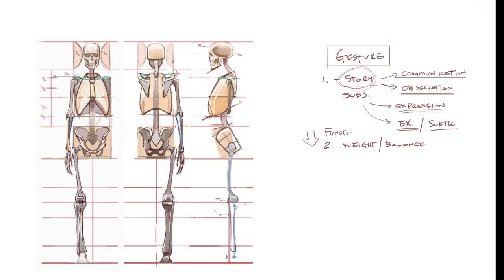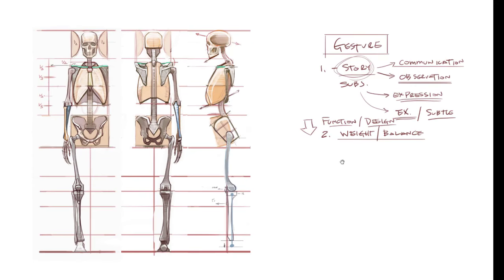If story is my subjective position towards the figure or towards the drawing, these ones are all more or less functional ideas or designs about the body that I think need to be maintained in a gesture for it to capture truths or realistic aspects about the figure that we're summarizing. So weight and balance is a huge one.